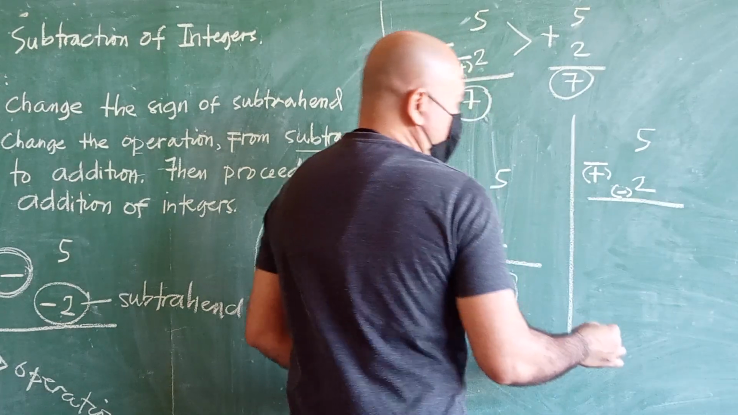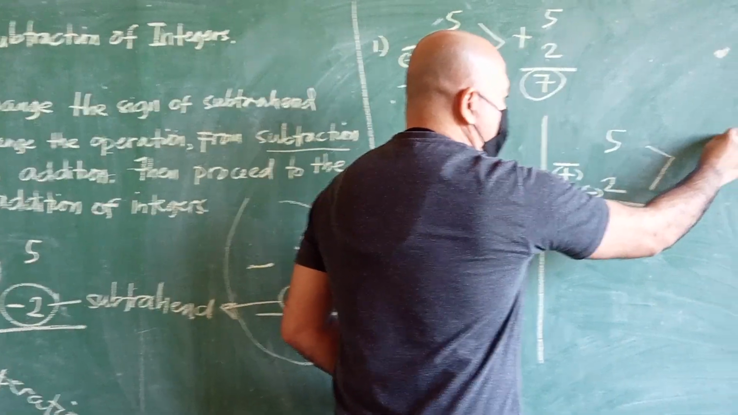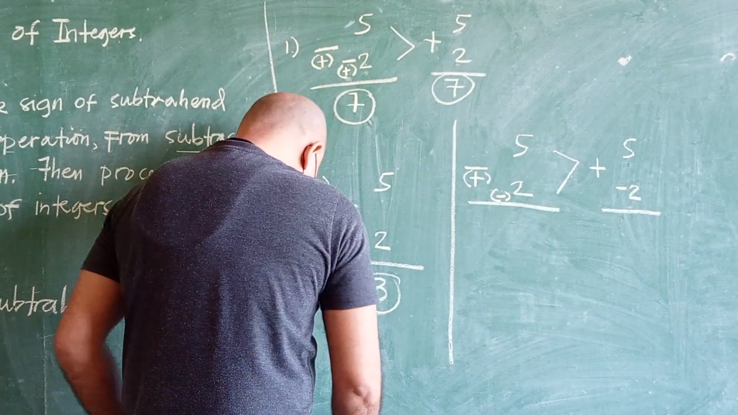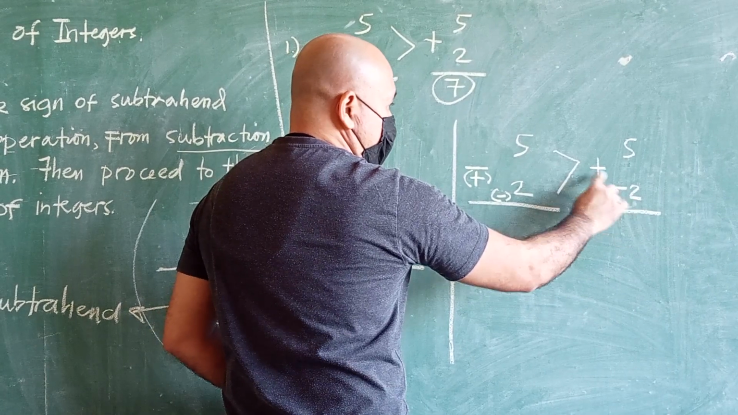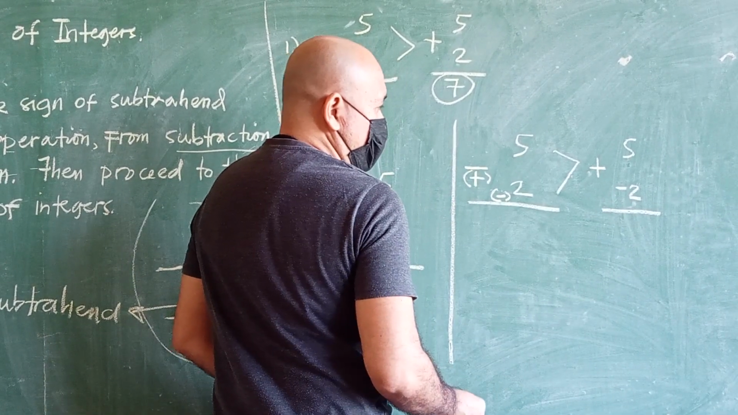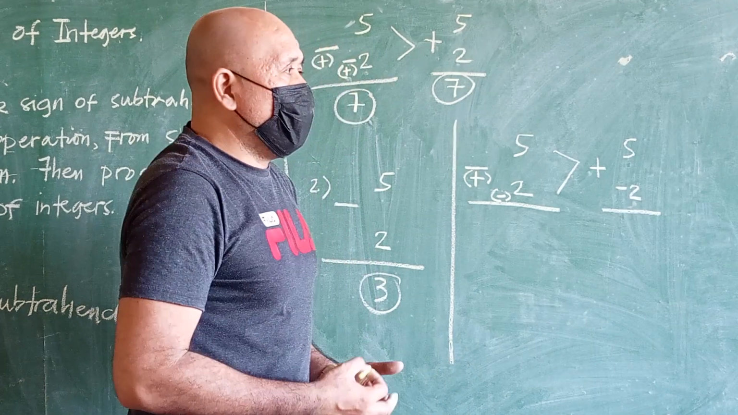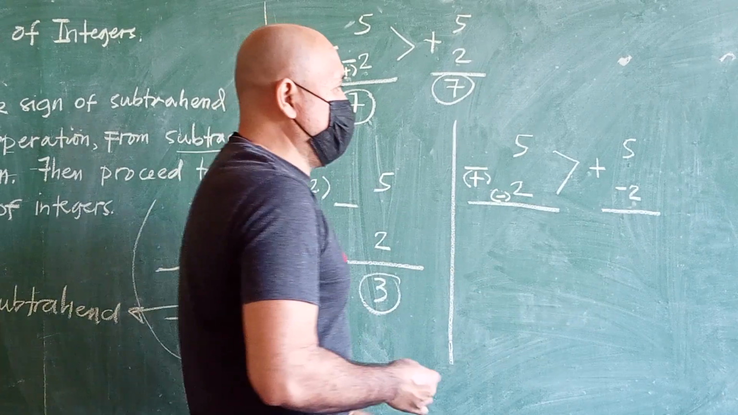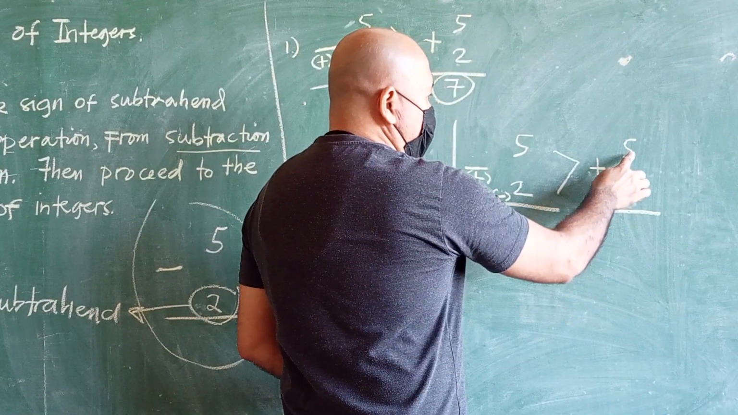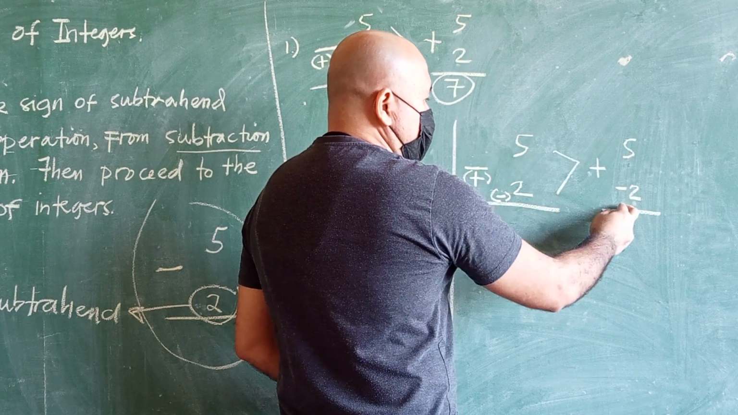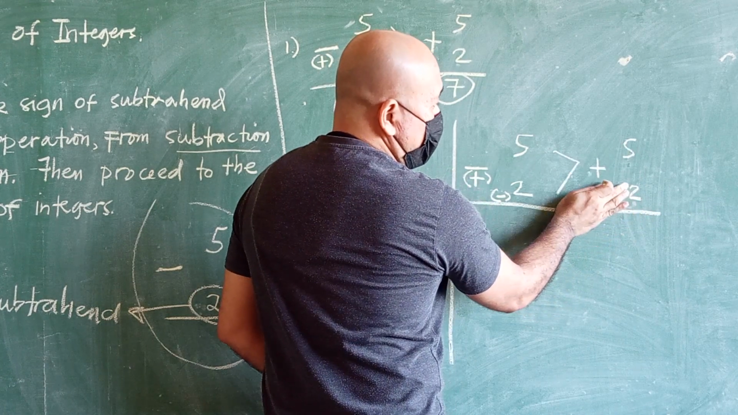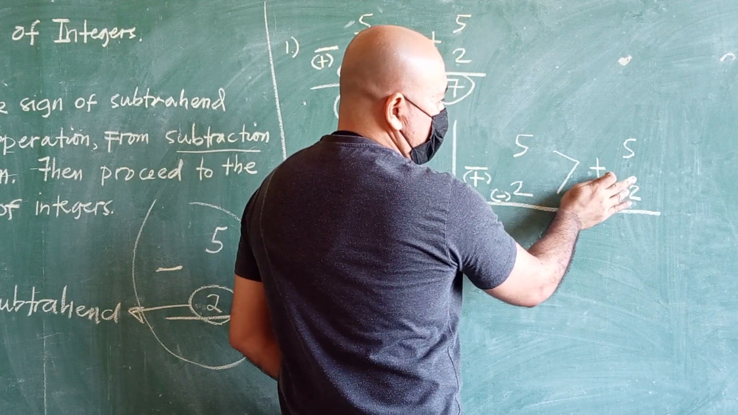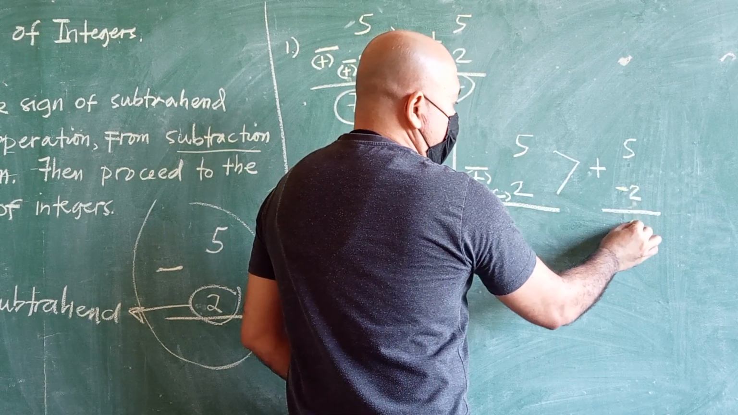So what happened? It becomes 5 plus negative 2. The new sign of the subtrahend is negative and the new operation is plus. So what will you do? Do you still recall how we add integers where signs are not the same? Again, when we add two integers where signs are not the same, you just cover this negative 2 and ask what number you should add to 2 to get 5. That number is considered your difference.